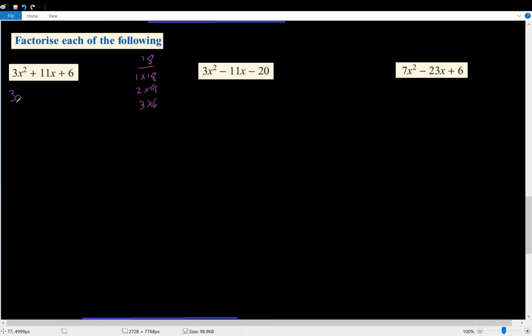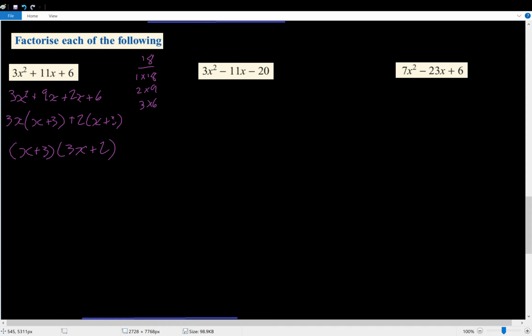So we're going to have 3x squared plus 9x plus 2x plus 6. So again, because the 9x plus 2x adds to 11x, we haven't changed the value of our expression, we've just made it easier to factorize. We take out our highest common factors from the 2 pairs. From the first pair, we're going to get 3x times x plus 3. And from the second pair, we're just going to get 2 times x plus 3. So when we put that together, we're going to get x plus 3 times 3x plus 2. Just like that.